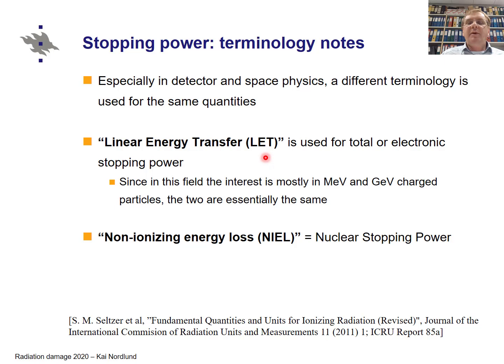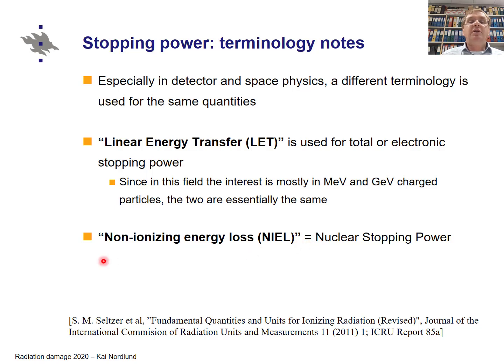And this is a little bit confusing because sometimes LET is used for the total stopping power. Typically people who do this are people dealing with high MeV or gigaelectron volt (GeV) energies, because at these high energies usually the electronic stopping power completely dominates, and then for practical purposes it is the same as the total stopping power. Then there is another term, non-ionizing energy loss, which essentially means the nuclear stopping power.